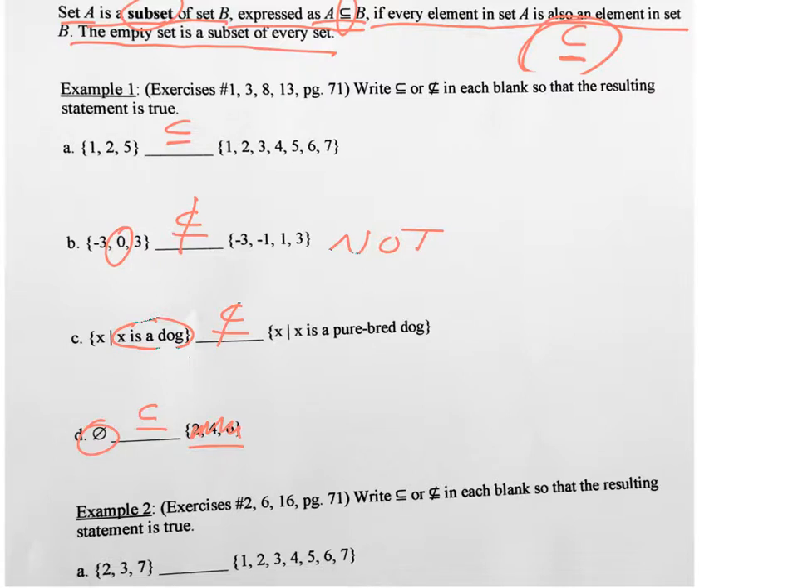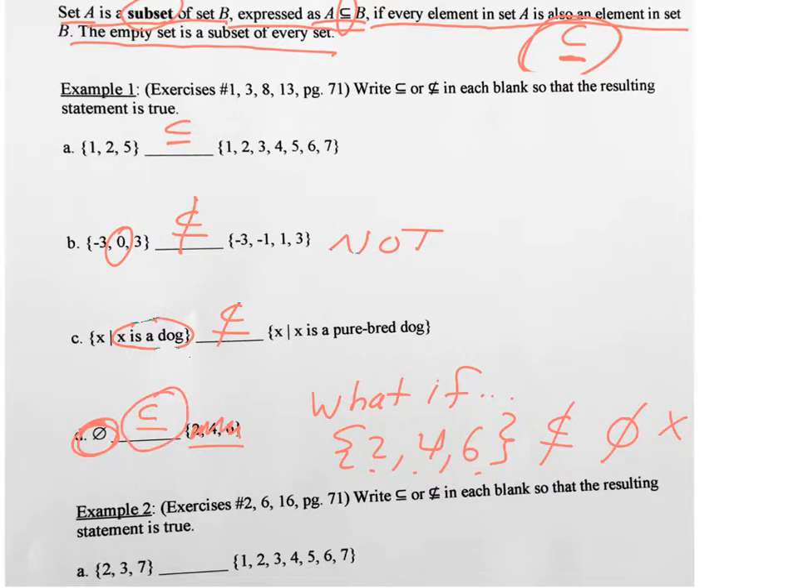Again, order matters. So what if they gave you the same question in the homework, but that set of 2, 4, 6 was on the left and the empty set was on the right? Well, then it wouldn't work out because the set of 2, 4, 6 is not contained in the empty set. You don't see 2, 4, and 6 inside the empty set. So that's a false statement. So my point is that the empty set has to be on the left of a subset symbol for you to say true, for that to work out.